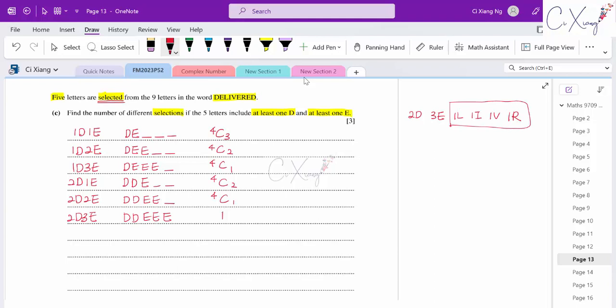Okay, then we try to simplify all the answers here. 4C3 should be a 4. 4C2 should be a 6. 4C1 is a 4 also. 4C2 is a 6. 4C1 is 4. Then this is 1. And we try to total up the number of combinations for all the cases. So by right, you should have 25.